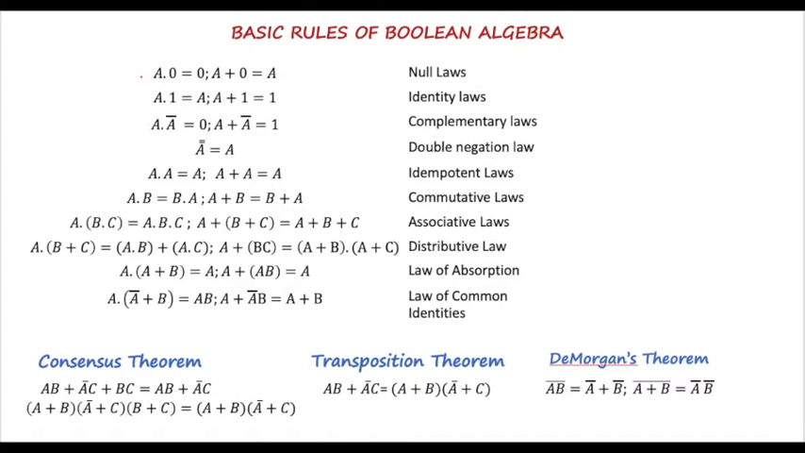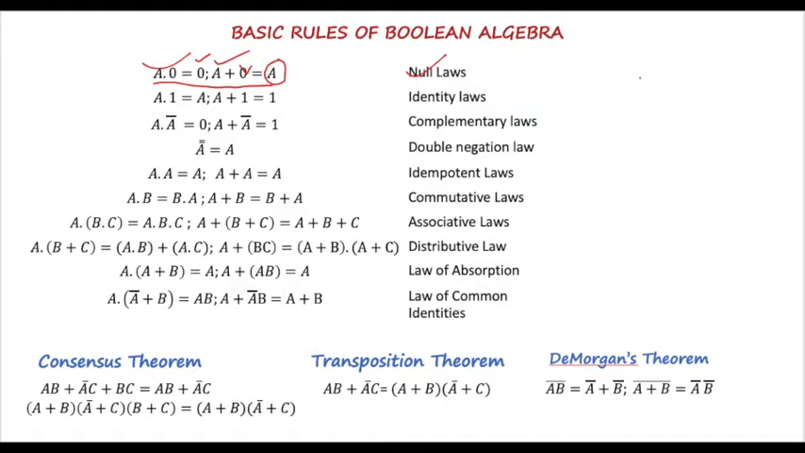So here first, these two relations are known as the null laws of Boolean algebra. Now here you can see that this law states that if any variable is ANDed with 0, it gives only 0, that is, it always gives 0, and if any variable is ORed with 0, then it gives the variable itself.